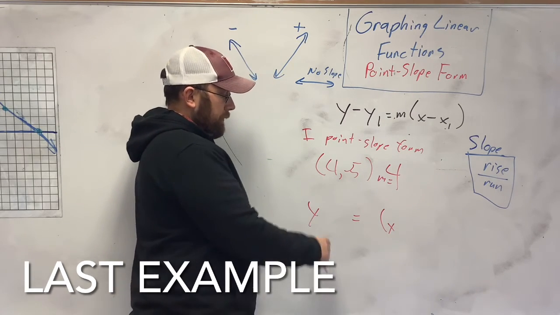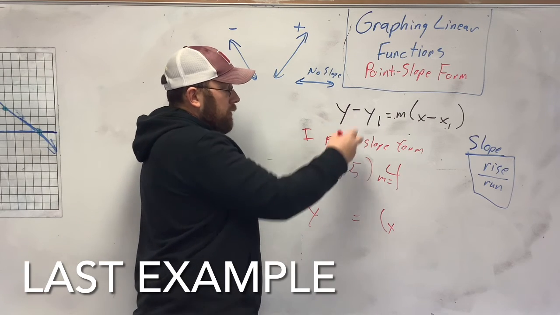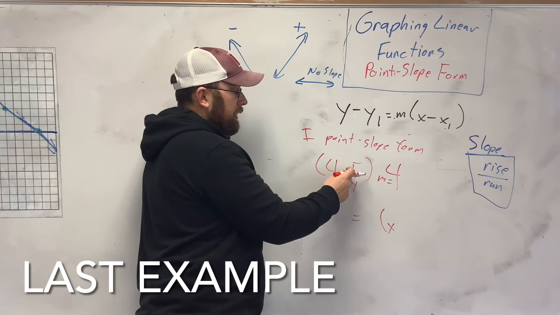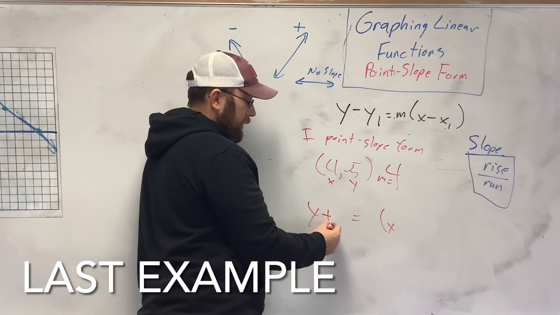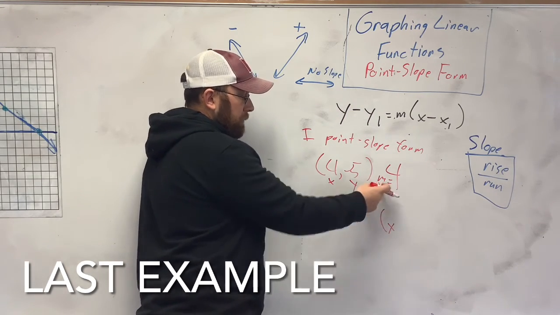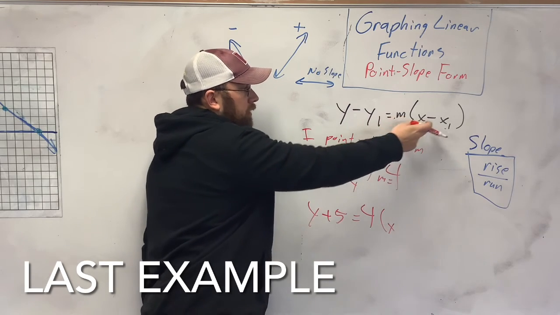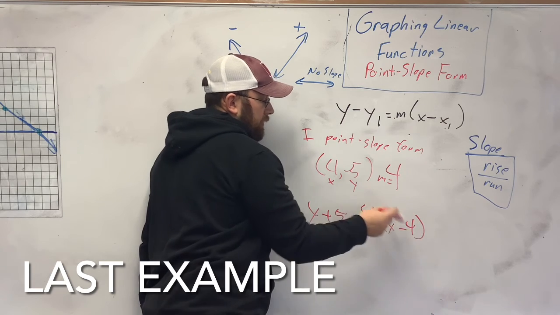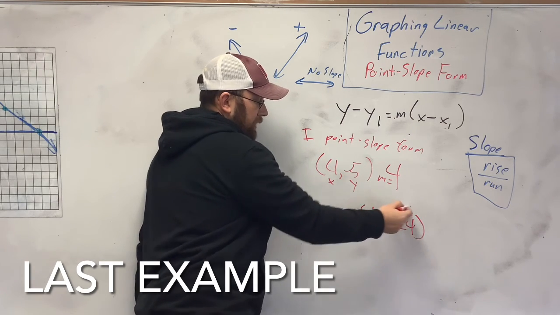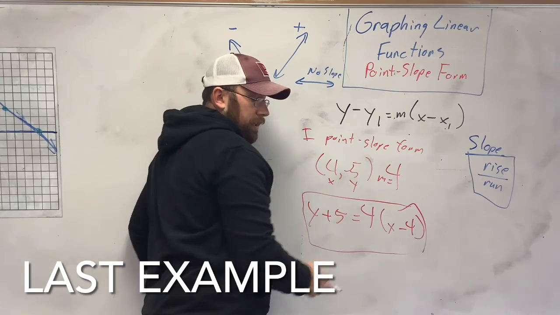All right, so what do I put for my y right here? Well, that's my x point, that's my y point. Since that's -5, when I plug it into a negative, what does it become? +5. What's my slope? 4. And then what's my x point? Since it's just positive, you put it in here as negative. And there you go.